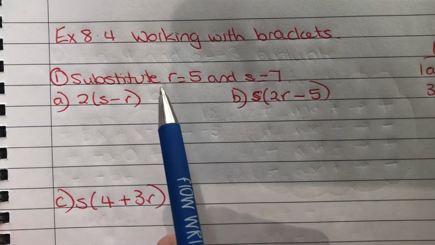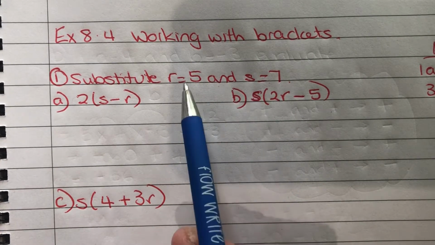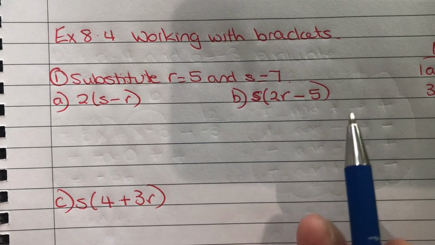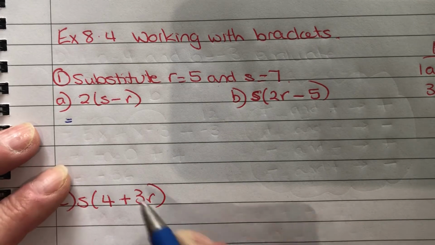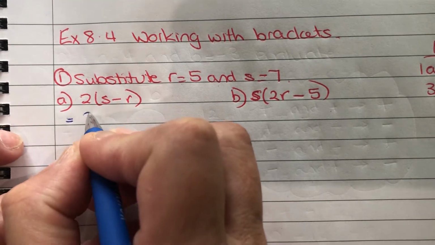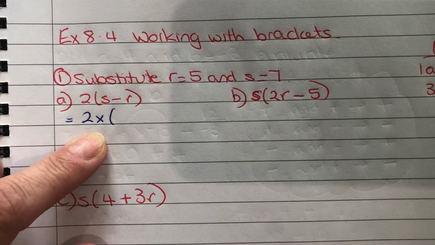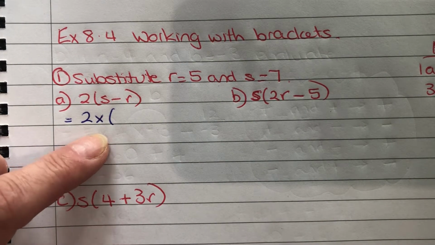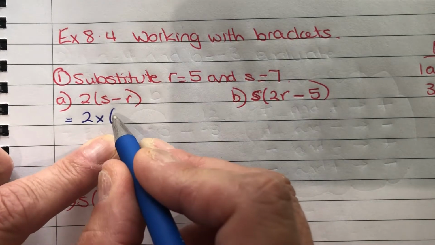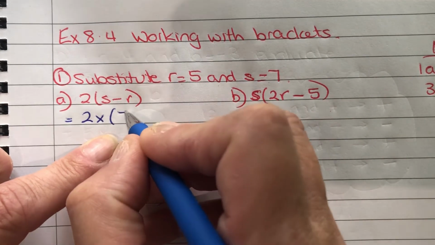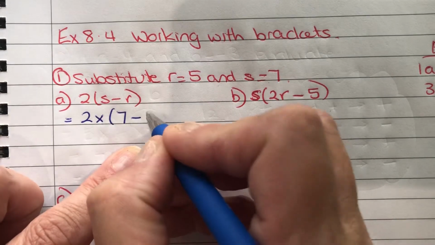So like we had yesterday, last period, we have a value for some letters. So R is 5 and S is 7. So what we're going to do is put those values in. We do have brackets, but we don't need to expand them. I'm going to put the multiplied sign there just so we remember straight away that that's what it means when we have something sitting outside of a bracket. Now the S in this case is 7, so we're going to write straight away 7 minus, and the R is 5.